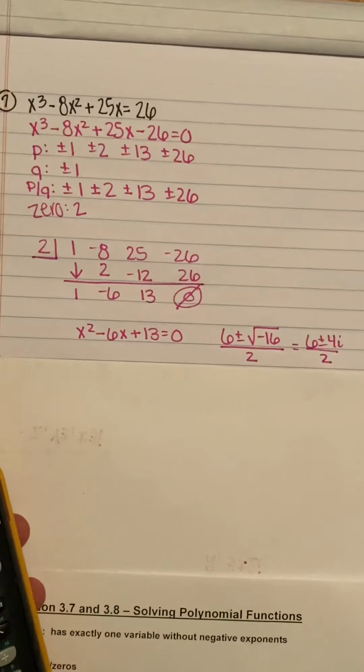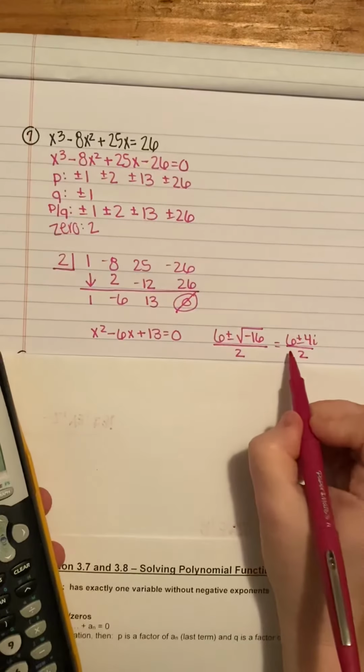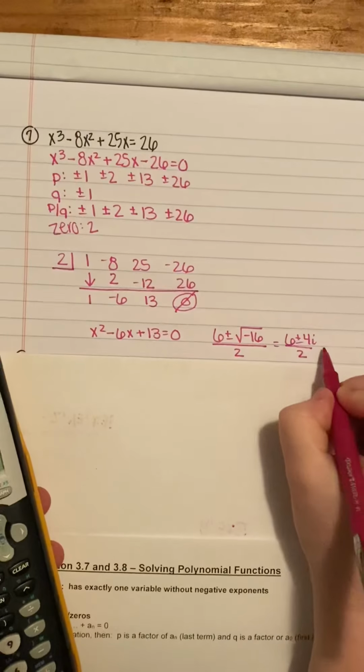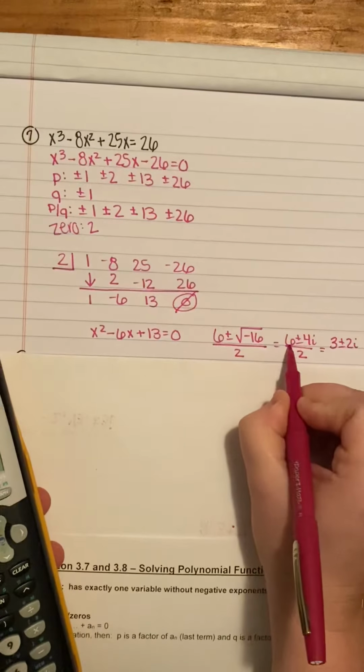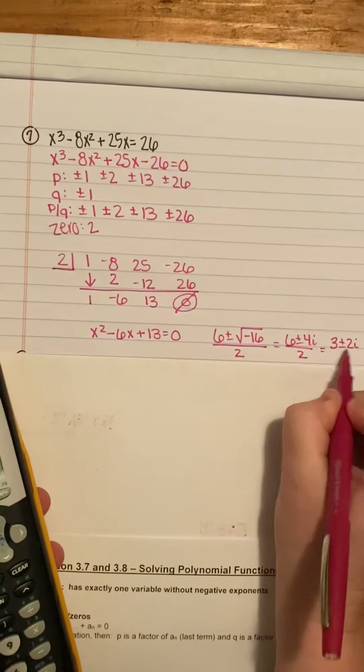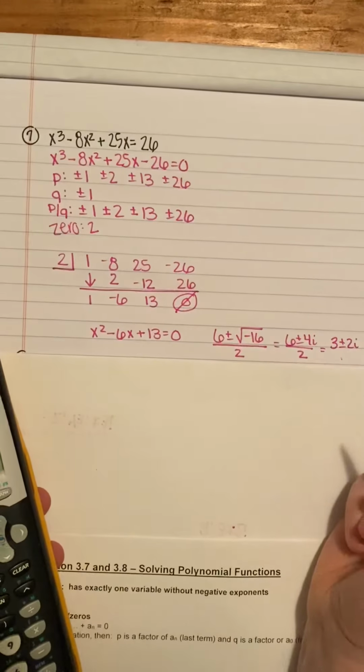Last thing I have to do is to make sure I got this thing simplified. So what goes into 6, 4, and 2? 2 goes into it. So this simplifies into 3 plus or minus 2i. 6 divided by 2 is 3, 4 divided by 2 is 2, and 2 divided by 2, 1 stuck on the bottom, so don't really need that.